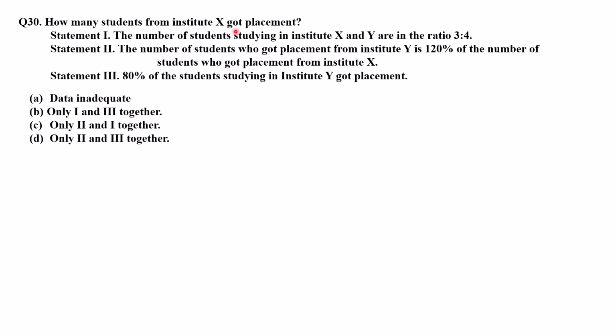How many students from Institute X got placement? Statement 1: the number of students studying in Institute X and Y are in the ratio 3:4. Second, the number of students who got placement from Institute Y is 120% of the number of students who got placement from Institute X. And statement third: 80% of the students studying in Institute Y got placement. So from here, I don't think we will be able to find out how many got placement, because we don't know the number of students. We don't know how many got placed. Numbers are not given, only percentages are given. So we will not be able to find the answer from it. So we can say data inadequate. Okay, so A is the correct option.